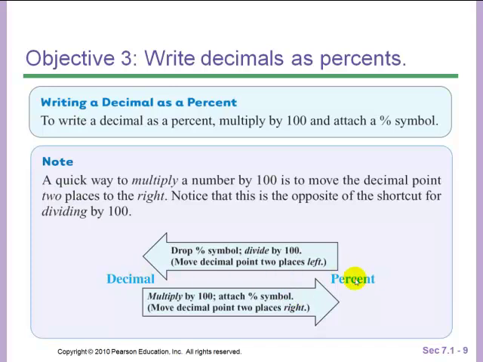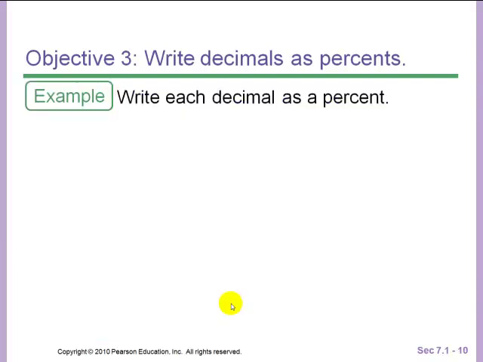The way I remember it is your decimal point no longer wants to be a percent, so he's running away from the percent symbol. So he's going to the left, away from the percent symbol, towards decimalhood. When you have a decimal that wants to become a percent, your decimal point is running towards the percent symbol. He wants to be a percent, so he's heading to the right. And it's always 2 places.